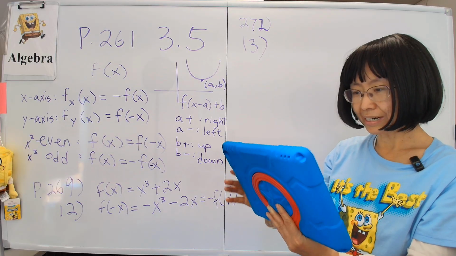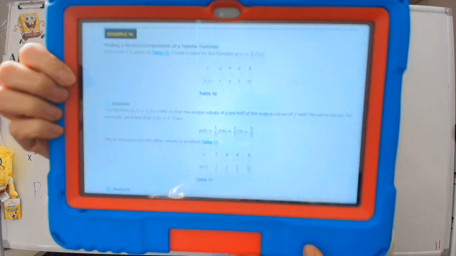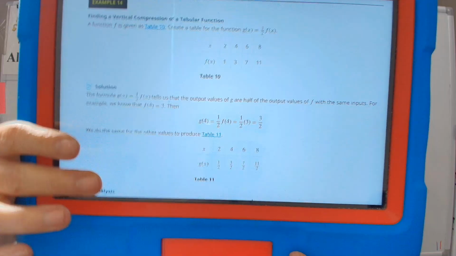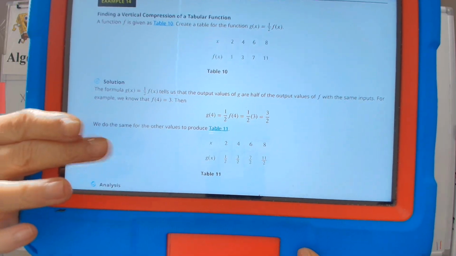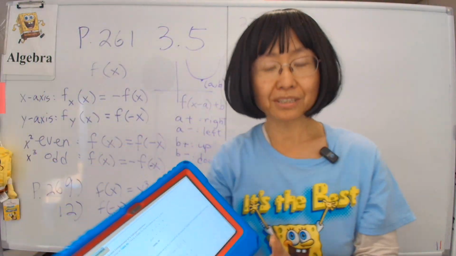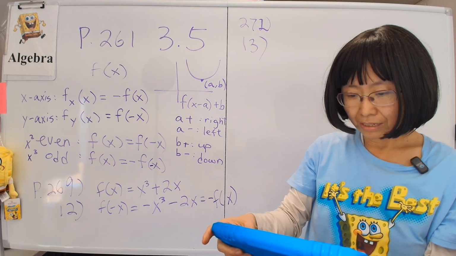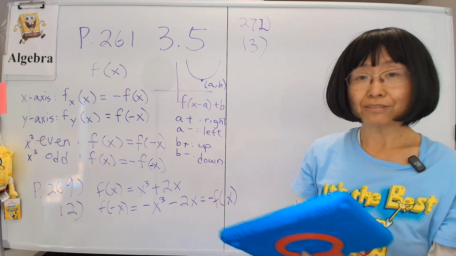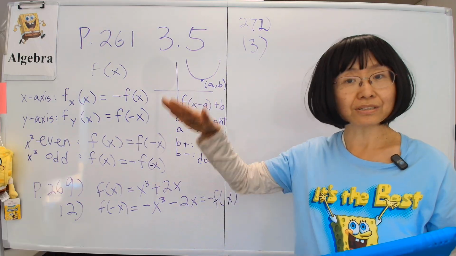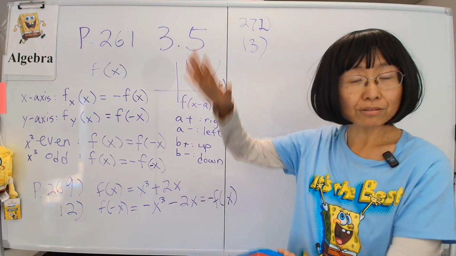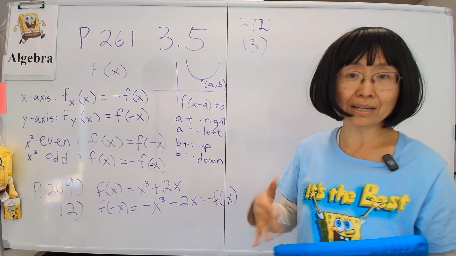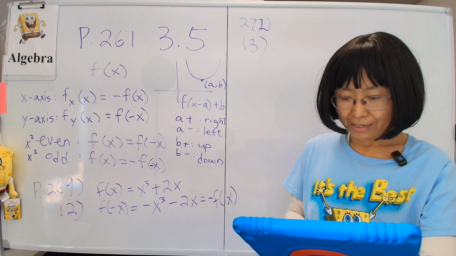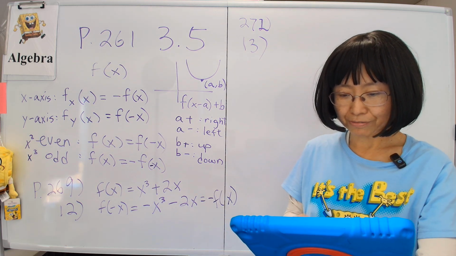Here's a table. f of x is a bunch of values, and what we want to do is take the output and reduce it by half. So we got this instead: a bunch of halves as a result of reducing everything by half, and that is your answer. So that's the definition of vertical stretch. You expanded it or you pressed it down, either way, by a certain amount as required. Okay, so now let's look at example 15.